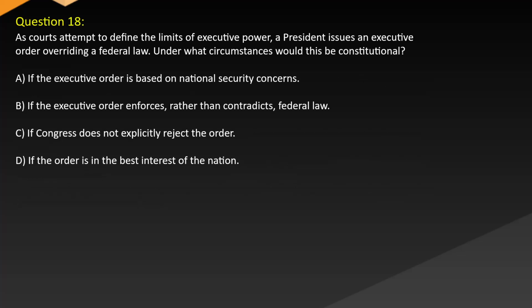Question 18. As courts attempt to define the limits of executive power, a president issues an executive order overriding a federal law. Under what circumstances would this be constitutional? A. If the executive order is based on national security concerns. B. If the executive order enforces rather than contradicts federal law. C. If Congress does not explicitly reject the order. D. If the order is in the best interest of the nation.